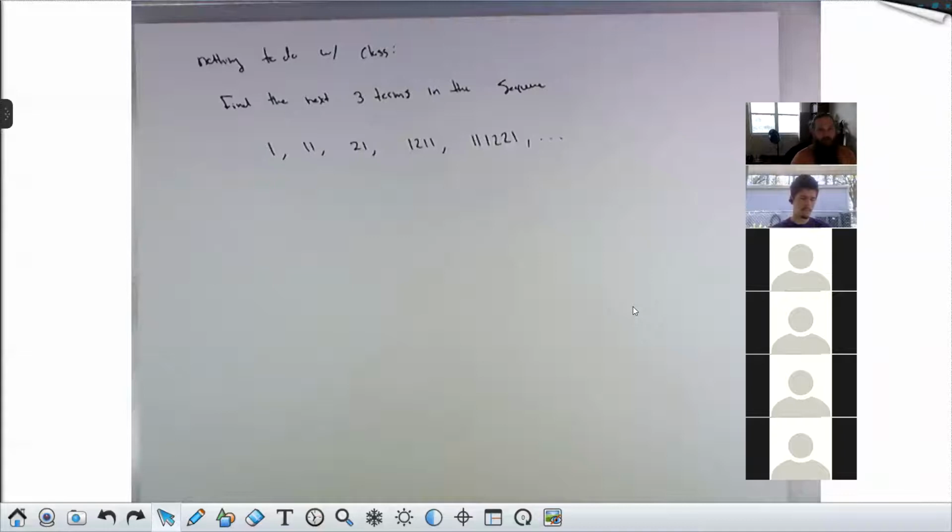I promise you this problem has virtually nothing to do with class. I would never give you this as a homework or a test problem, but this is a cute sequence. It's got a special name. If you Google it, you'll find something. If you do that, don't spoil it for anybody else. Let anybody who wants to work on this work on it for a minute. It's a very silly sequence.